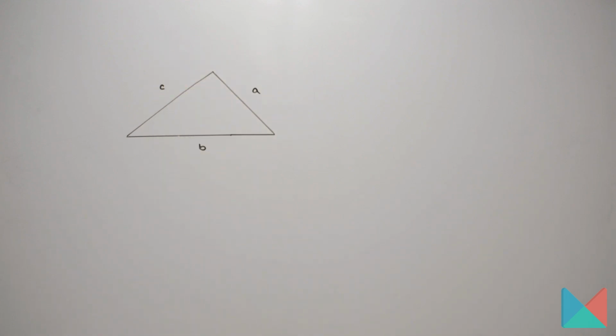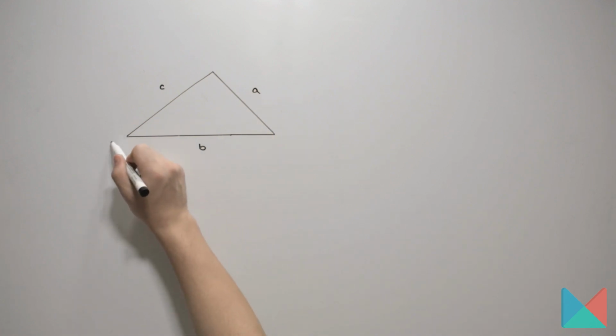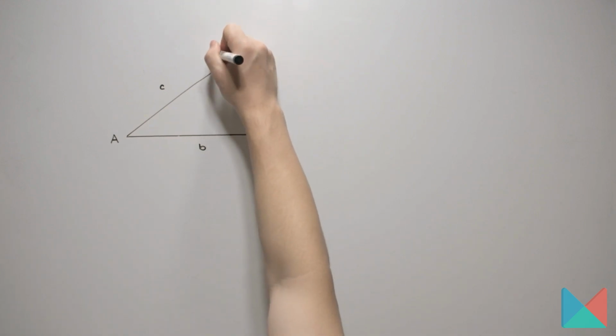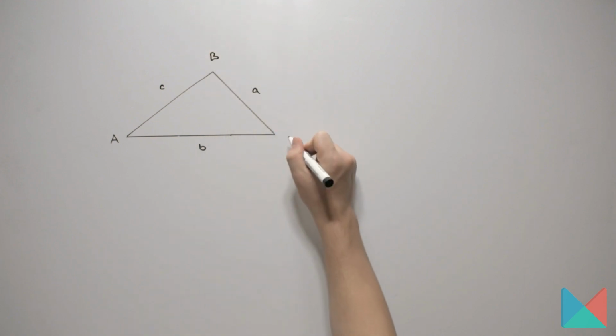And labeling the angles, we always label the angles opposite the corresponding side, and they're always written in uppercase letters. So angle A will be opposite side a, and so we'll have angle A here. Angle B will be opposite side b, so up here. And C will be opposite side c.